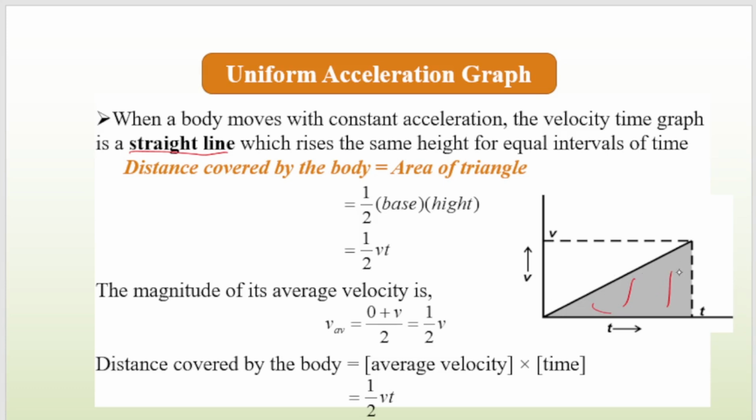We know that the area of a triangle is 1 by 2 base multiplied by height, that is 1 by 2 V multiplied by t. The magnitude of its average velocity: initially it is 0, and after time t it is v, then the average velocity is v by 2. Then the distance covered by the body is 1 by 2 v multiplied by t.